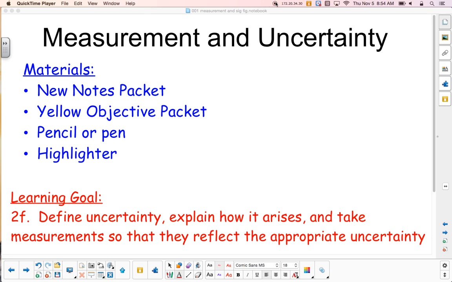The purpose of this video lesson is to introduce the concept of measurement and uncertainty and to help teach you how to make proper measurements in science. For this lesson, you will need your new notes packet, your yellow objective packet, a pencil or a pen, and a highlighter. The learning goal that will be mastered during this lesson is 2F, to define uncertainty, explain how it arises, and take measurements so that they reflect the proper uncertainty.